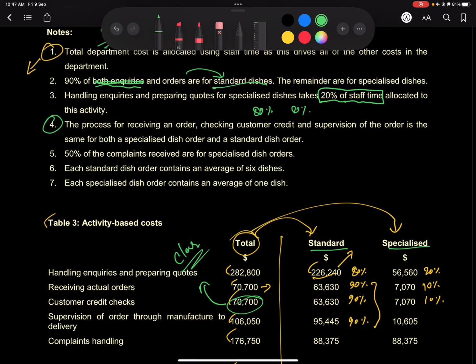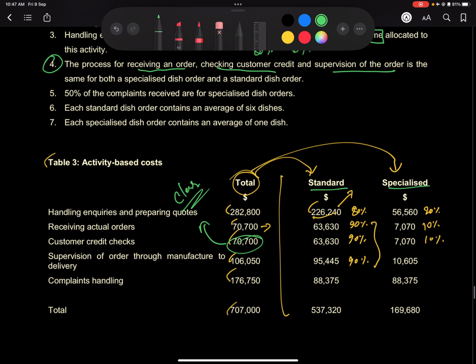The process for receiving an order, checking customer credit, and supervision of the order is the same for both the specialized and standard dish orders, right? So it's going to be the same, based on the orders we are getting: 90% for standard and 10% for specialized. It's the same for receiving orders, customer credit checks, and for supervision of that order through manufacturing to delivery. Of course, if I ordered a standard product, the supervisor is not going to supervise a specialized one, so the supervisory cost has to be allocated to the standard ones. It's going to be the same thing.